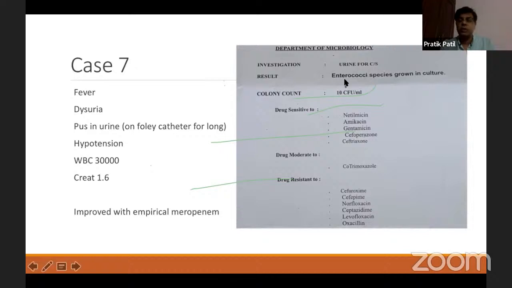So this is why you need to know the clinical background and what treatment you have given. Because in this case they have not reported even meropenem, but definitely the patient has improved. So you need to analyze your culture reports in a proper way.